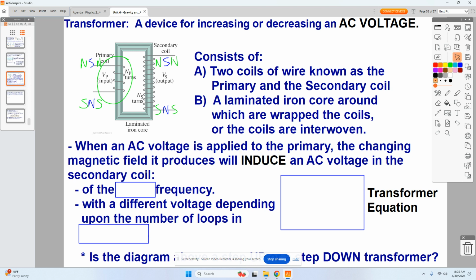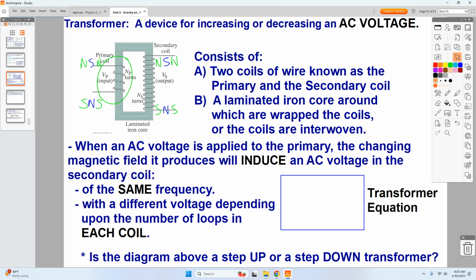That AC voltage is going to be of the exact same frequency. The frequency at which it is oscillating on the left is going to produce the same frequency on the right. If it's 60 hertz, which is our standard AC oscillation frequency, the output will be at 60 hertz. A different voltage, though, depending upon the number of loops in each coil. Depending on how I arrange those coils, I can change that voltage either to step up or to step down. So I can either take the voltage on the primary side and make it bigger, or I can make it smaller, based on the ratio of those turns.